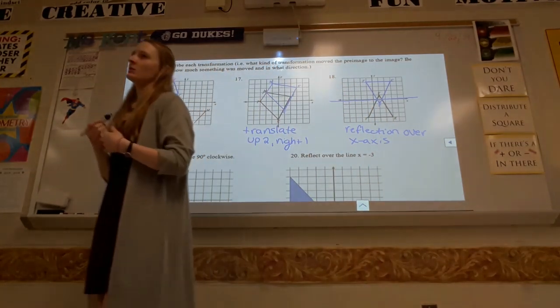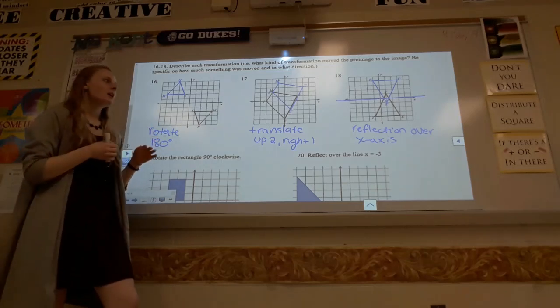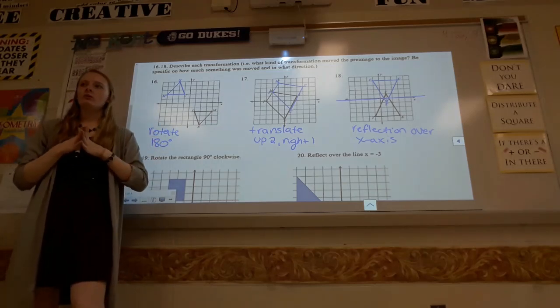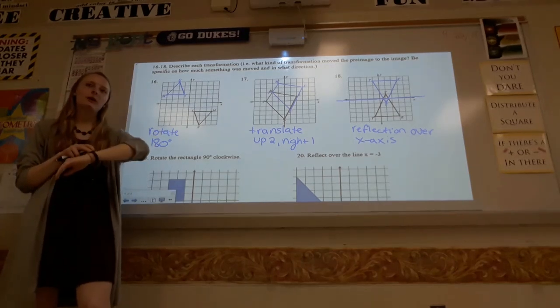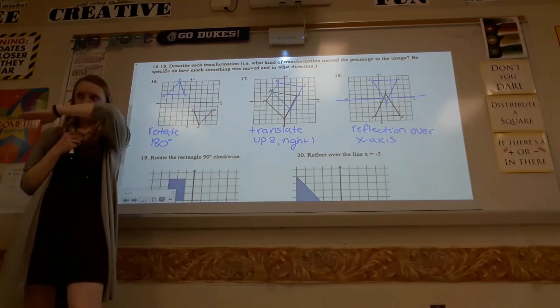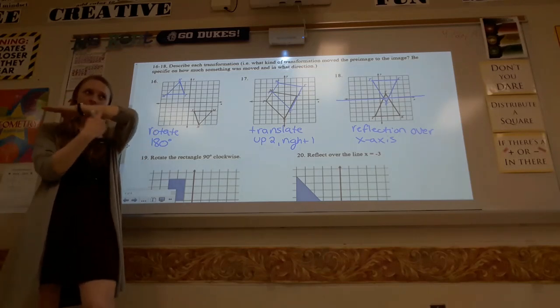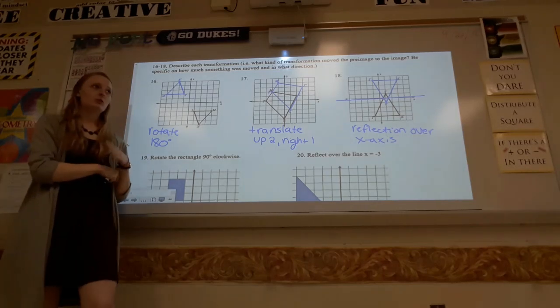Now, remember we talked about this on that day where we were reviewing this. There are all sorts of different lines that you can reflect over. You can have horizontals. If you have a horizontal line, should it be x equals or y equals? Horizontal. This should be y equals. If it's a vertical line of reflection, it should be x equals. So make sure you're really careful with that.